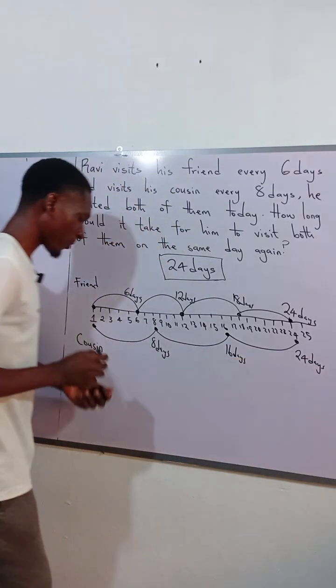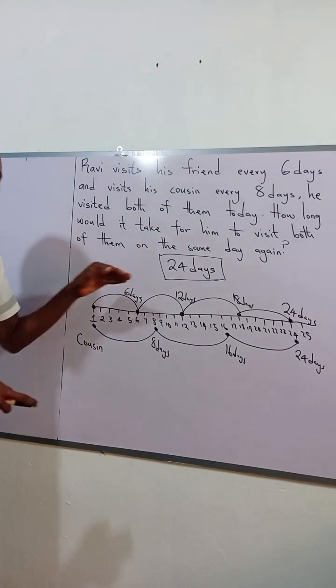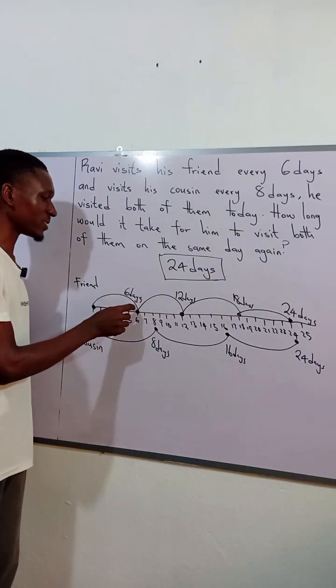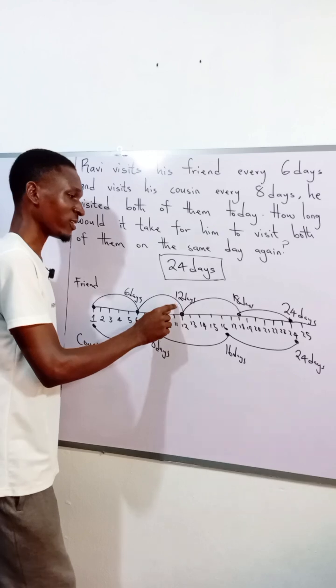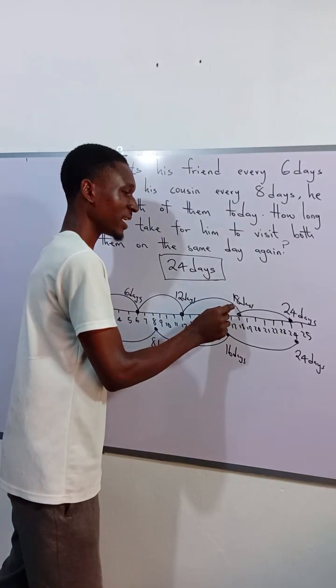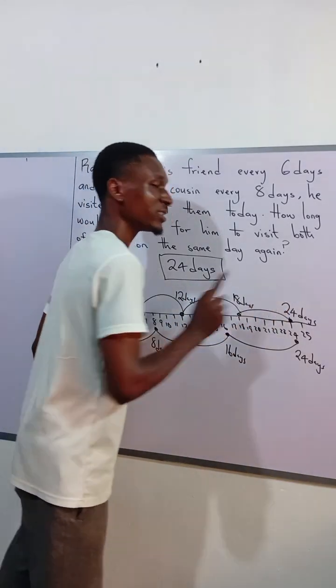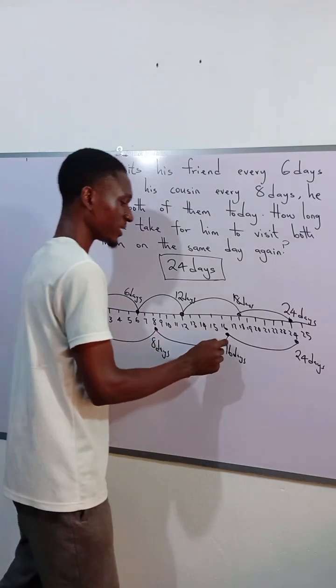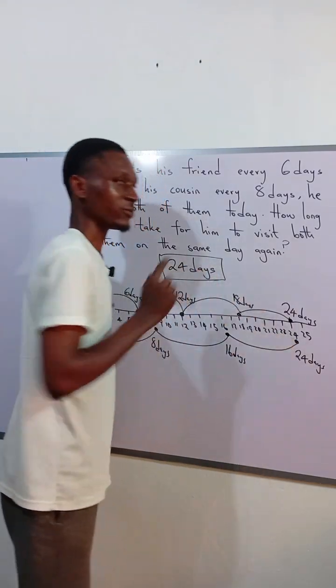If you study closely, you are going to see that what we are doing here is multiples. We are multiplying this number. The first time it goes is 6 times 1, 6. The second time is 6 times 2, 12. The third time is 6 times 3, 18. And the fourth time is 6 times 4, 24. The same thing here. The first one is 8 times 1, 8. 8 times 2, 16. And 8 times 3, 24.